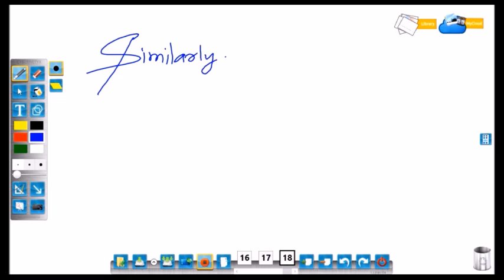Similarly, this is a pen and this is the pointed nose. You are applying force by the pointed nose on the area which is very small.